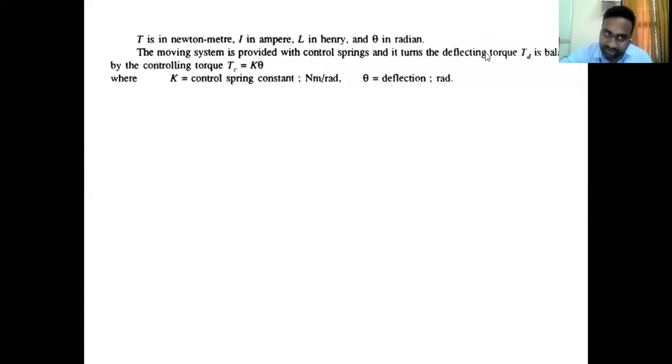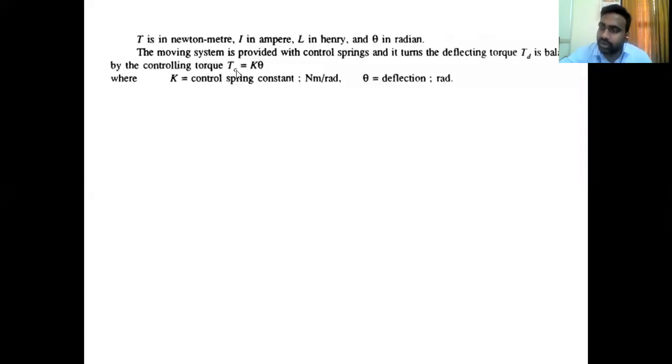So we already got the expression for deflection torque. Next, we have to find the behavior of the angle of deflection. In the previous discussion of attraction type and repulsion type moving iron instruments, we already saw that the angle of deflection is proportional to the square of the current flowing in the instrument. So if we see the behavior of deflection torque here, T is in newton metre, I in ampere, and L in henry. These are the units. T suffix d is the deflection torque.